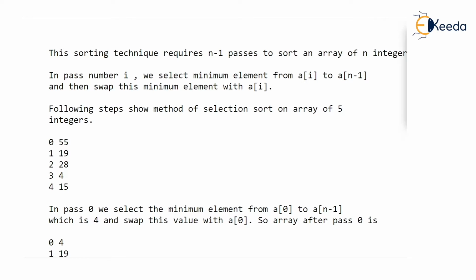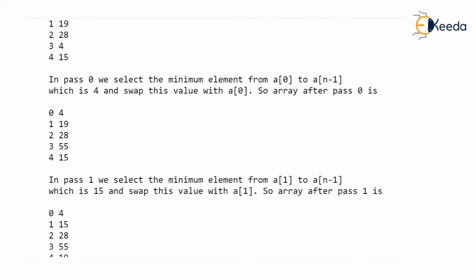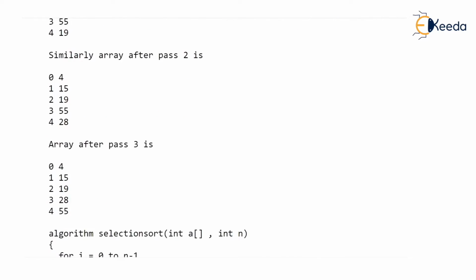And in general, in pass number I, what do you do? In pass number I, we select minimum from ai to an minus 1, and then swap this minimum element with ai. For example, in pass number 0, when I is 0, we will select minimum from 0th place to n minus 1 place, and this minimum element will be swapped with a0, isn't it? That is summary of selection sort, and we have seen working with an example. Now let's go on for learning the algorithm.